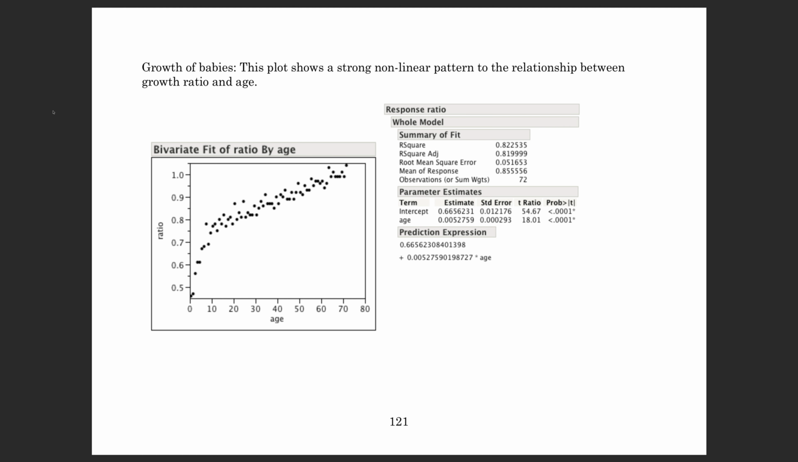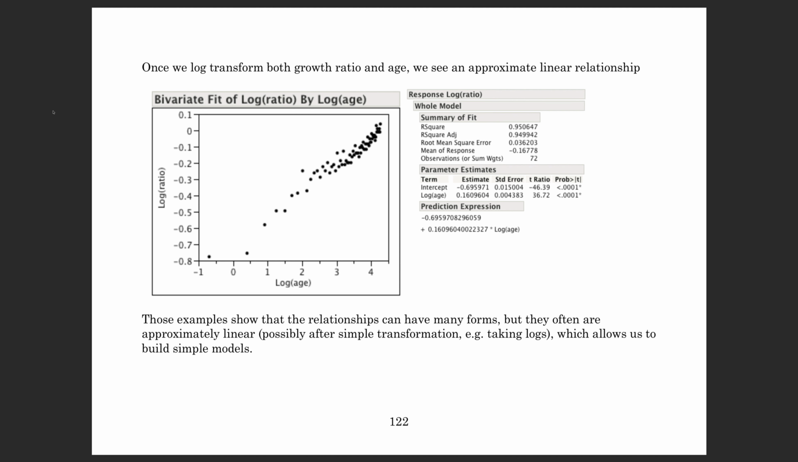Indeed, we can do something very quickly for a start. If we are more knowledgeable about biological growth patterns, we know that growth patterns are often exponential. If we have an exponential growth pattern, that means that if we log transform both growth ratio and age, we should get something that's a linear relationship. So here we see the same data set, but we've taken a log transform of ratio and a log transformation of age and then plotted our data again. We can see now that it's much closer to a linear relationship.